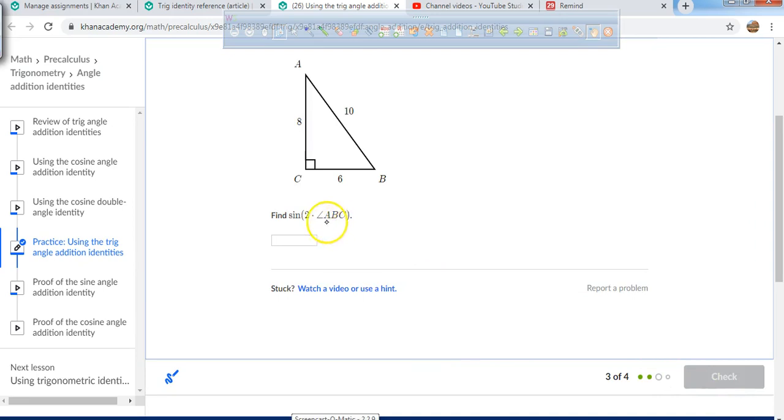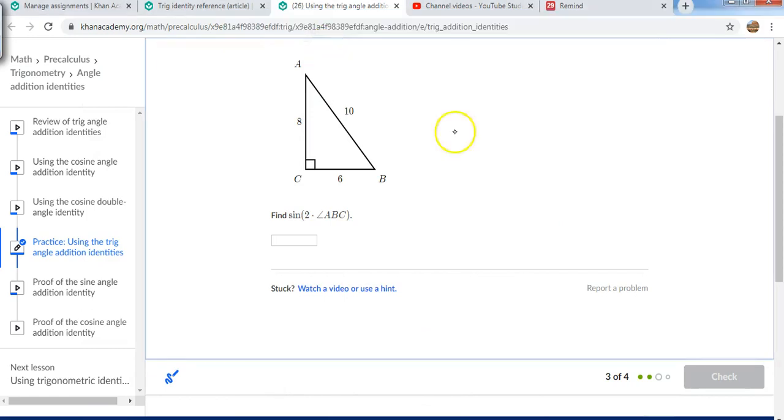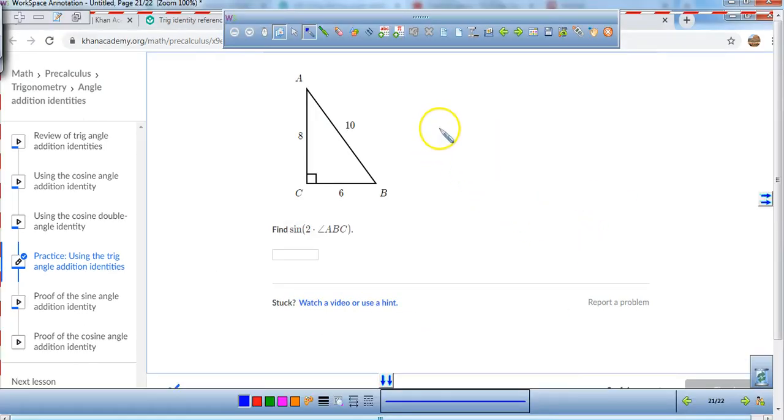All right, this one says find sine 2 times theta. So it looks like we have the same exact problem. Actually, no, A, B, C instead of B, A, C. But very similar. So the first thing I'm going to do is find the sine of angle A, B, C. Just get that out of the way. Now, angle A, B, C is referring to this angle right in here.